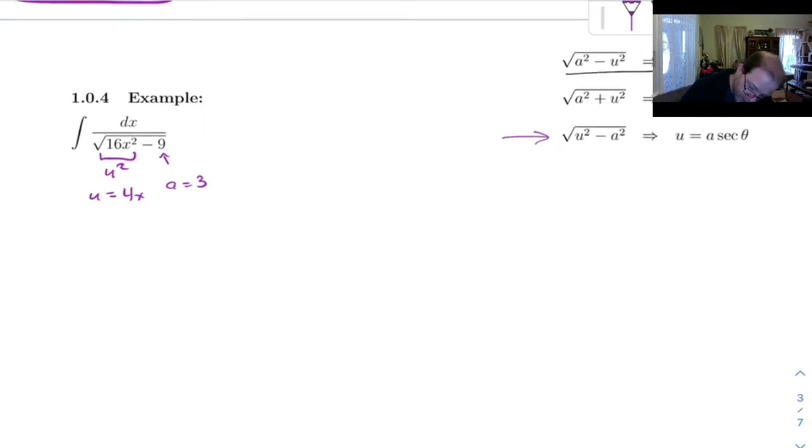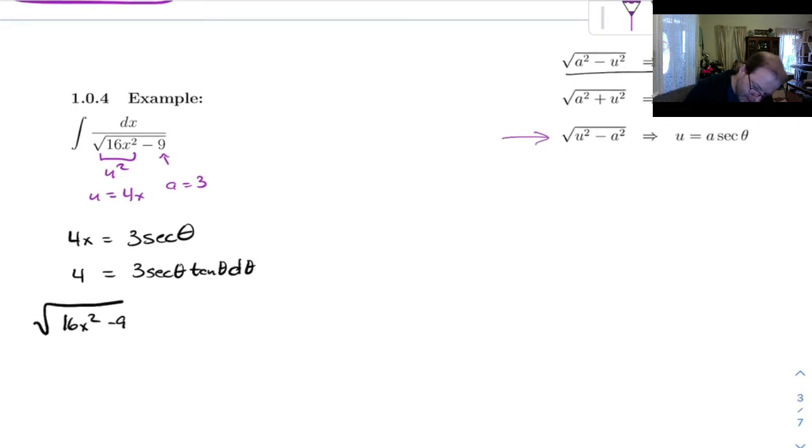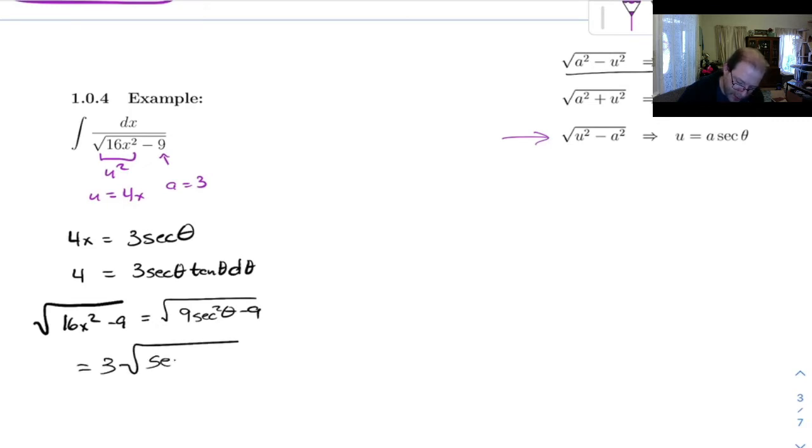So for my substitution, I'm going to let 4x equal 3 secant theta. Now let's see, take the differential of this thing. I could move the 4 to the other side, but I'm not going to. The derivative of 4x is 4. Derivative of 3 secant theta is 3 secant theta tan theta d theta. And the radical, that's 16x squared minus 9. Well, 16x squared, that's this guy squared. So that's going to be 9 secant squared. So I can pull a 3 out of that, and I'm left with secant squared minus 1. Or just 3 tan theta.